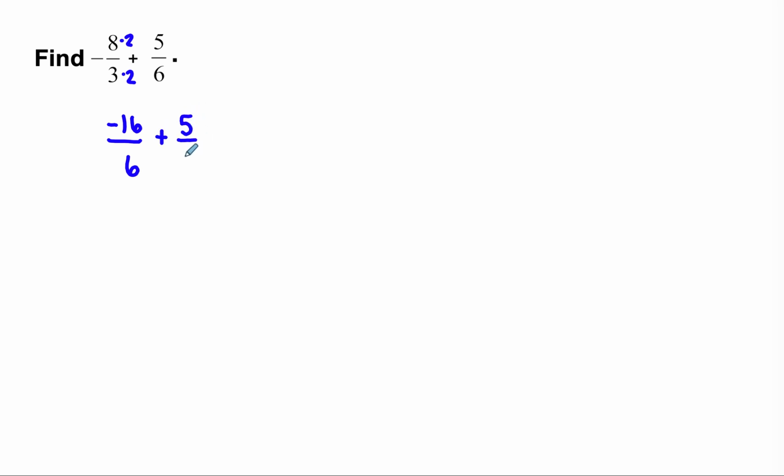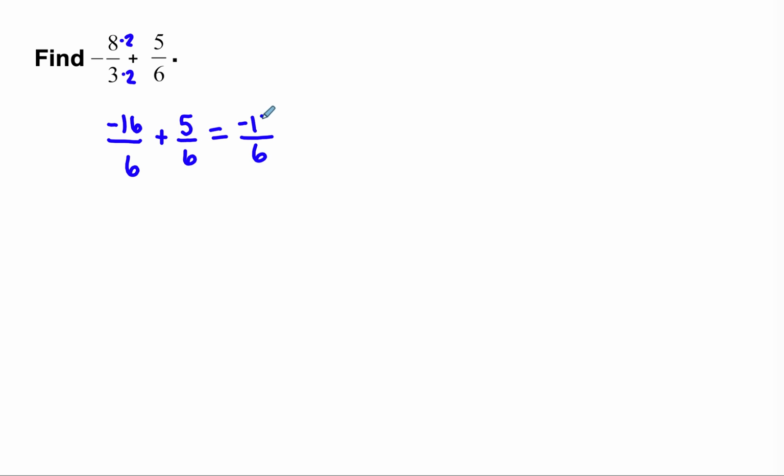For fractions, you need that common denominator. You have to have the same size piece before you can count how many of those you have. So I know it's going to stay 6. That common denominator stays the same. And now I'm ready to add with my numerators. So -16 plus 5, different signs. Find the difference. 16 minus 5 is 11.